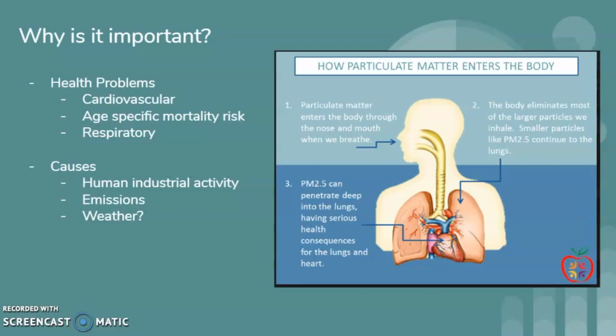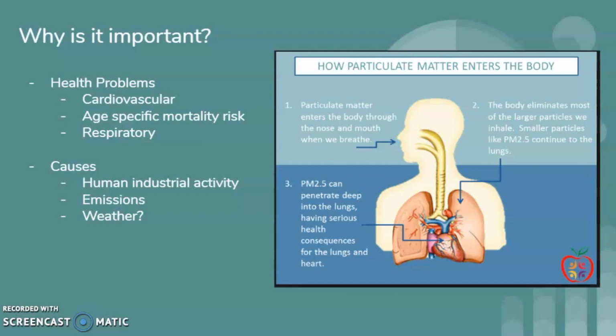Most notably would be cardiovascular, age-specific mortality risk, as well as respiratory. We are interested in the PM 2.5 as opposed to some of the other size classes because the 2.5 is small enough to be able to pass through the esophagus and into the lungs and cause these problems, whereas some of the larger classes would not be able to. The causes of PM 2.5 are attributed mostly to human activity, so things like industrial emissions and vehicle emissions.